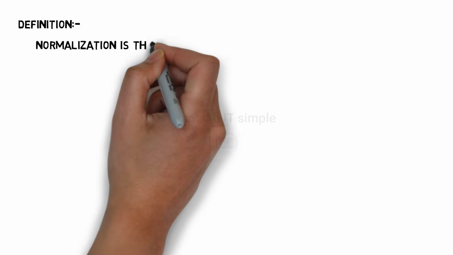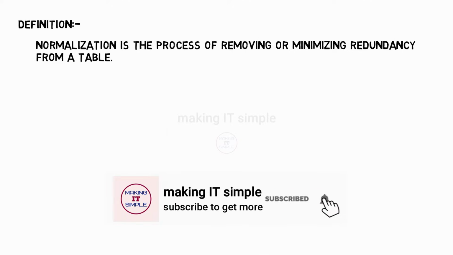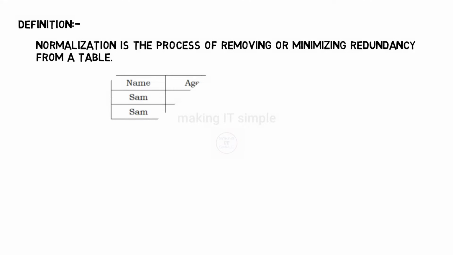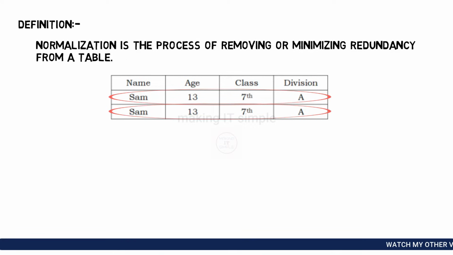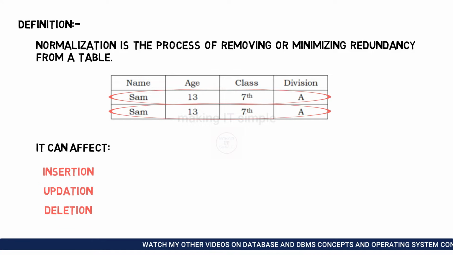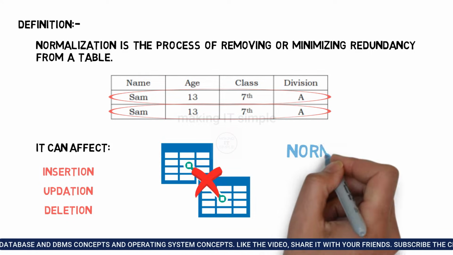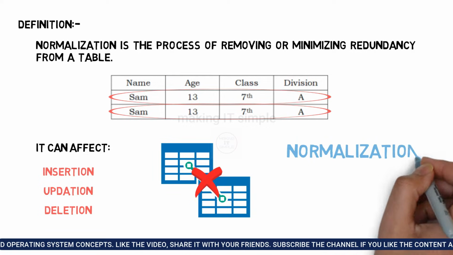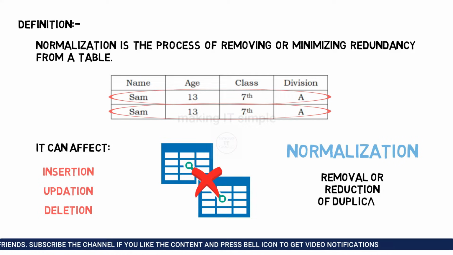So let's start with the definition. Normalization is the process of removing or minimizing redundancy from a table. It is quite easy to understand. In the table, if we have redundant or duplicate data, it may cause some anomalies or problems. It can affect insertion or updation or deletion of data, and these problems can damage the whole database. To get rid of these problems, the normalization process is used. Normalization tries to remove or reduce the redundancy of data.